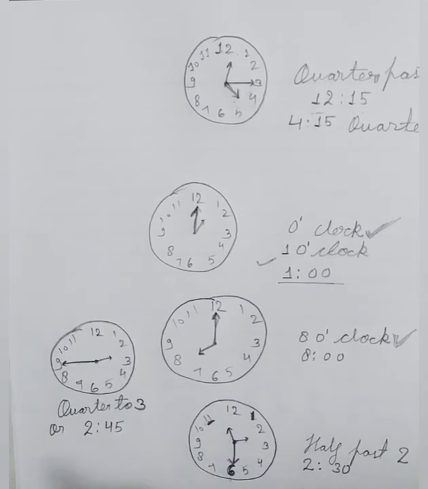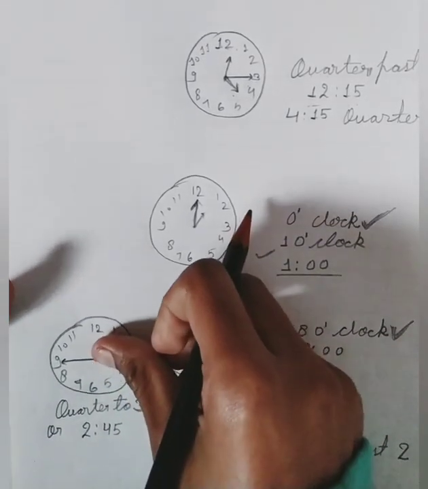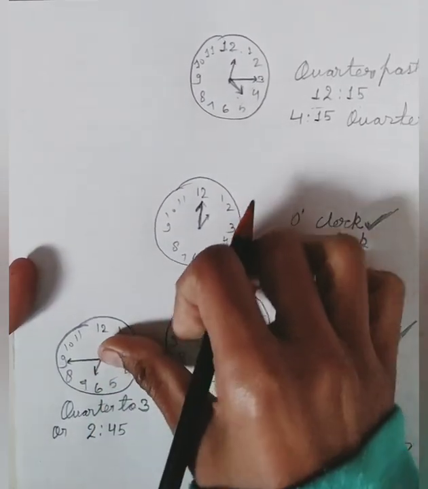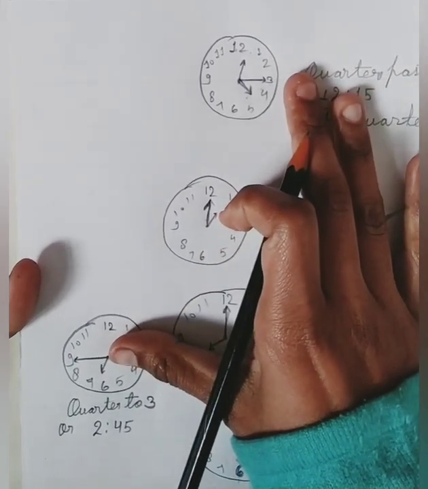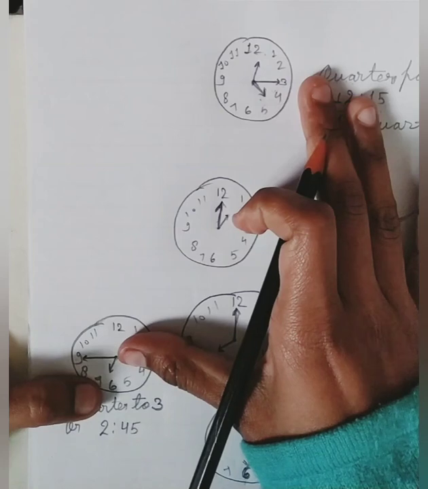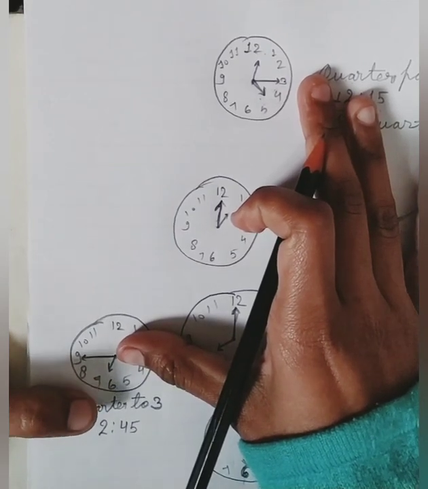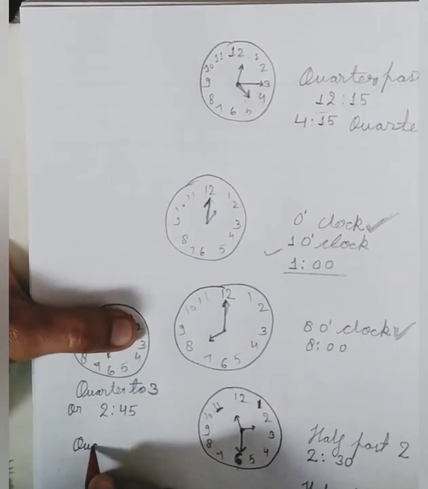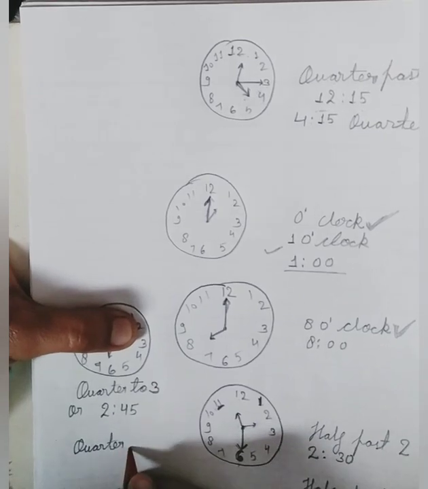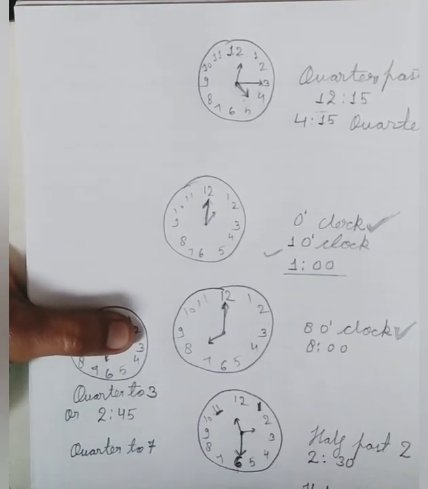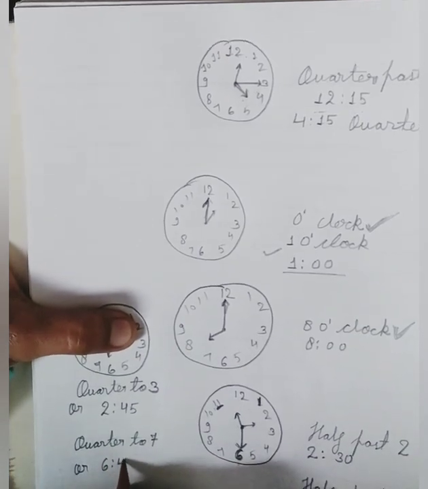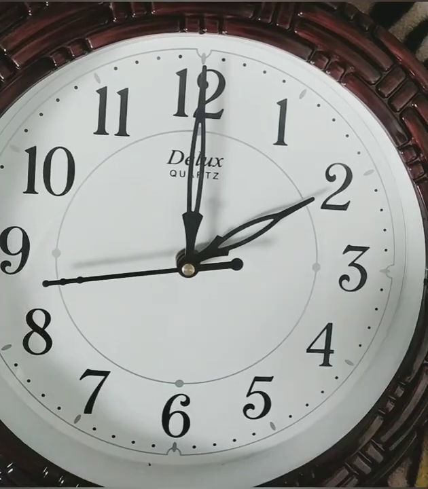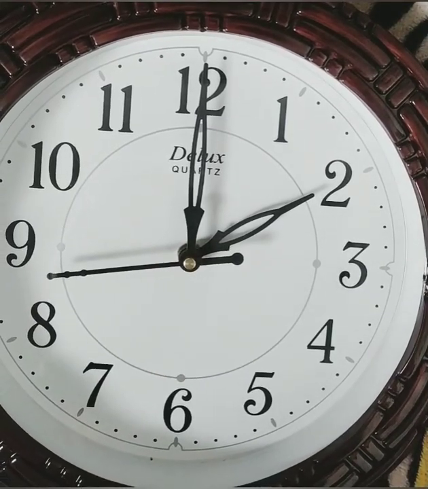Time is 2:45. But now if I set a small hand in other position, like if I set my small hand here, now tell me what's the time. So here now the time is quarter to 7. Quarter to 7 or 6:45. So it should be quarter to 7 or 6:45.